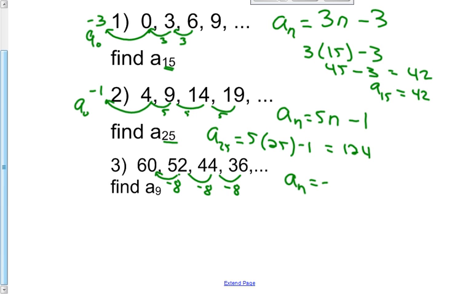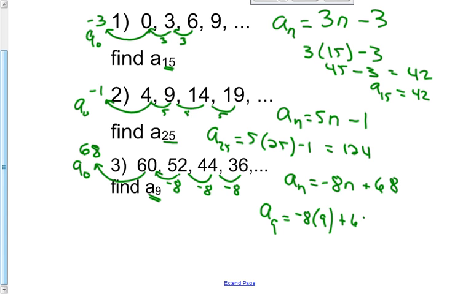A sub n is equal to negative 8n plus, now let's go backwards. Follow the pattern. So instead of going subtract 8 each time, I need to add 8 to come backwards. 68 will be my a sub 0 term, plus 68. So there's our explicit equation. A sub n is equal to negative 8n plus 68. And now I need the value of the 9th term. A sub 9 is equal to negative 8 times 9 plus 68, negative 72 plus 68, and our answer is negative 4.